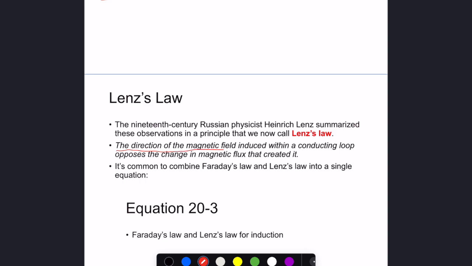The direction of the magnetic field induced within a conducting loop opposes the change in the magnetic flux that creates it. So you notice that Lenz's law only talks about B loop, right? And the flux change. It doesn't talk about I. It doesn't talk about the induced current direction. So what you do is you first figure out what direction B loop will point, what direction the induced magnetic field that opposes the change will point. And then you do the right-hand rule on that magnetic field to find the current direction, okay?